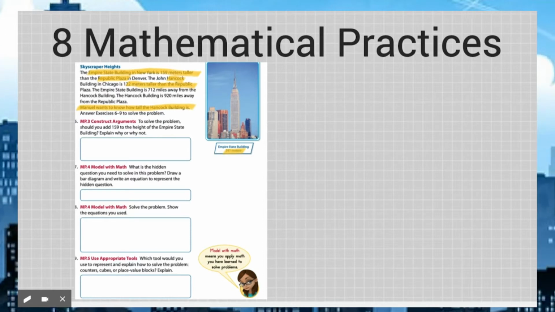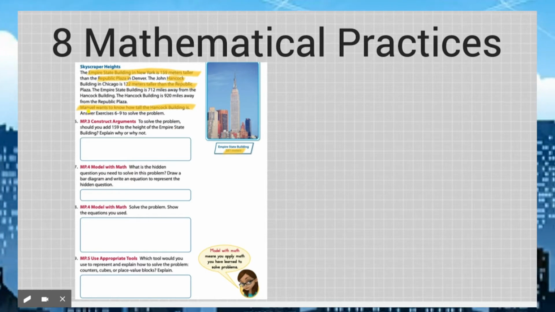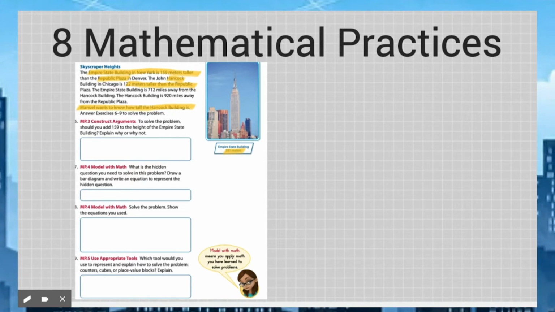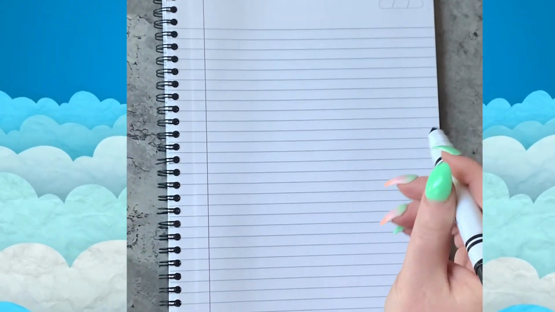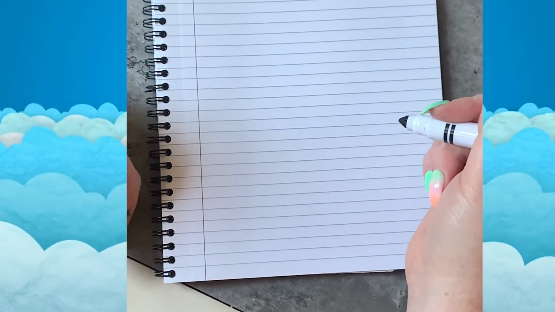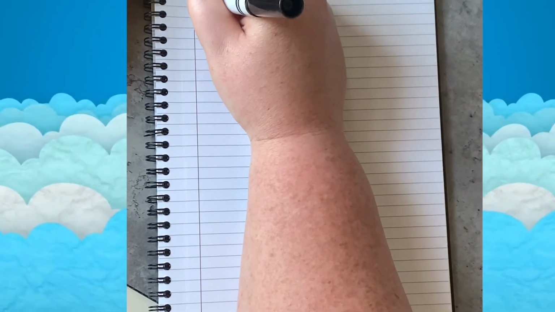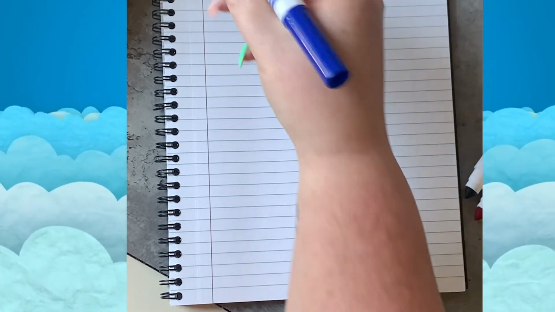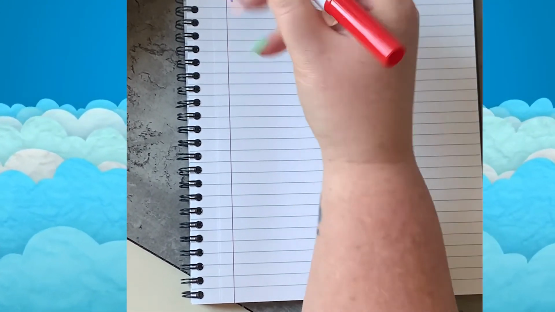So here's all the information that we know. And again, what are we trying to figure out? We want to know how tall the Hancock Building is. All right, so let's start working that out. I'm going to use one of the mathematical practices about using what I already know to solve what I don't know. So what I already know is in the problem. I have the Empire State Building, I have the Republic Building, and I have the Hancock Building.